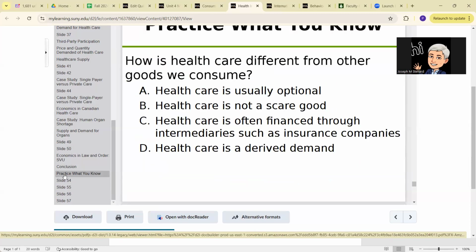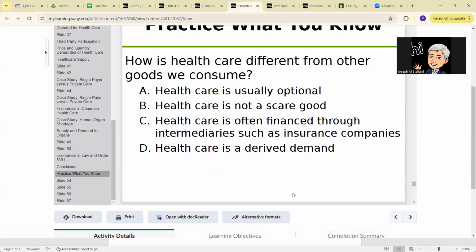How is healthcare different from other goods we consume? Well, healthcare is often financed through intermediaries such as insurance companies, and that's not typical. So it's C. What we mean there is that people are mainly interested in health. That's the real good, is health. The next best thing to health is good health care. The next best thing to that, a derivative, if you will, of health care is possibly health insurance.